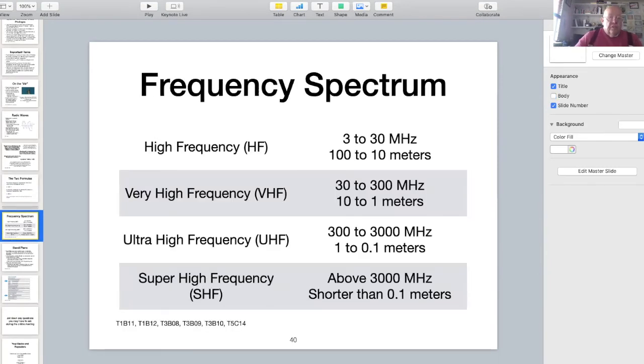The radio frequency spectrum is divided into a number of segments. 4 of them are listed on this chart. You'll notice that the number 3 plays an important role for each of these segments. You should memorize the frequency ranges in each of these segments. High frequency, 3 to 30 megahertz. Very high frequency, 30 to 300 megahertz. Ultra high frequency, 300 to 3000 megahertz. And super high frequency, above 3000 megahertz.